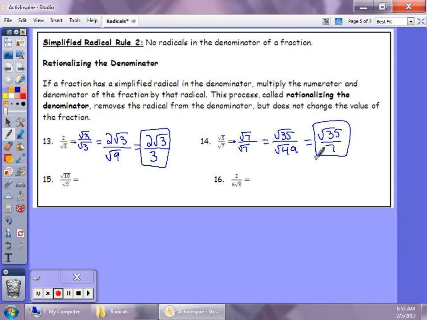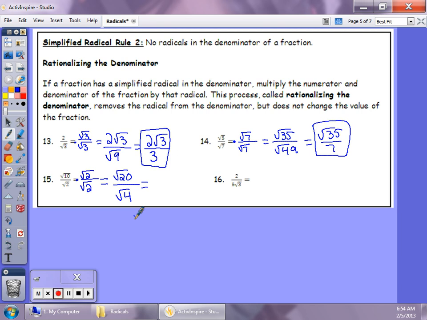So let's go ahead and take a look at 15. So we have root 10 over root 2. So as it is now, root 2 is simplified. So to get rid of that radical in the bottom, we're going to multiply the numerator and denominator by root 2. So root 10 times root 2 is root 20. And root 2 times root 2 is root 4. So when you multiply, remember we said sometimes the radicals by themselves do not contain perfect squares, but when you multiply them, they do.